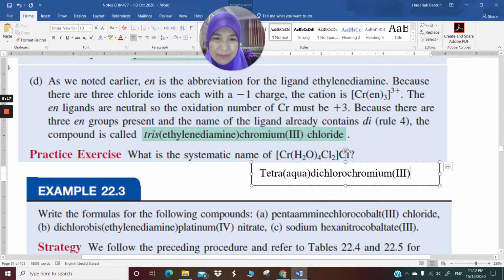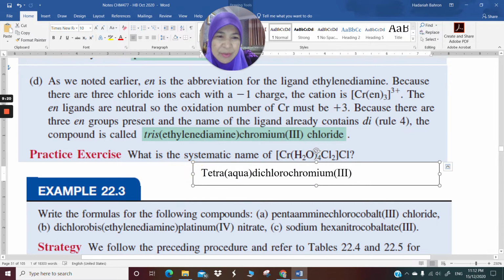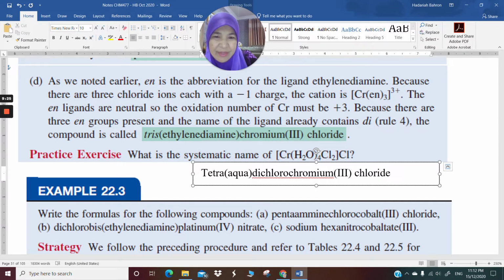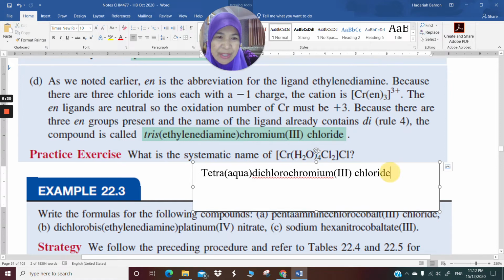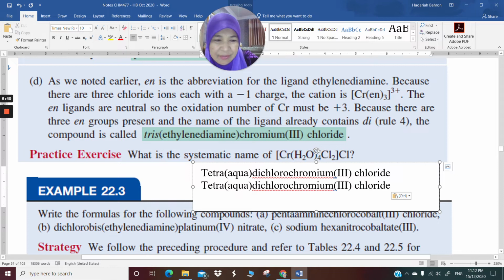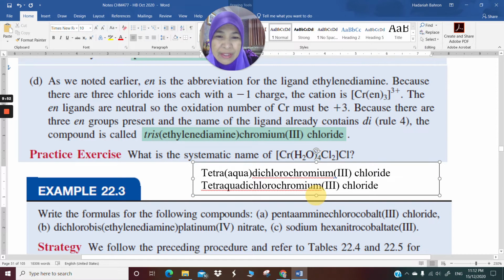And let me make this longer. Chromium 3 chloride. Yep. And in some textbook, you may find it written like that, with one of the A's removed: tetraqua dichlorochromium 3 chloride. Either one will be equally correct.